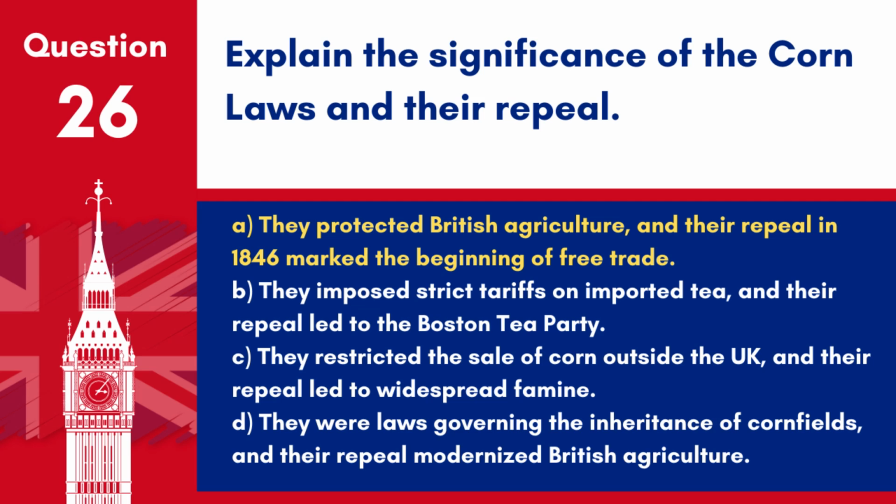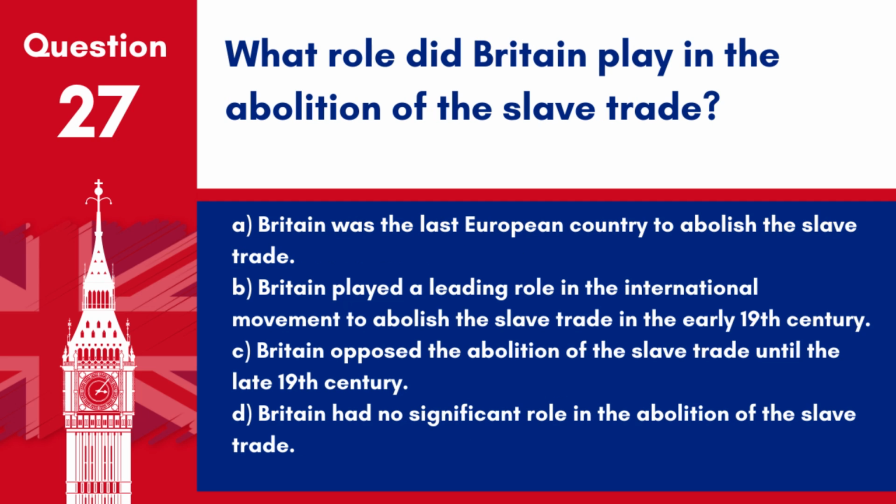The Corn Laws were tariffs and trade restrictions on imported grain to protect domestic producers, and their repeal symbolized the shift towards free trade. Question 27. What role did Britain play in the abolition of the slave trade? A. Britain was the last European country to abolish the slave trade. B. Britain played a leading role in the international movement to abolish the slave trade in the early 19th century.